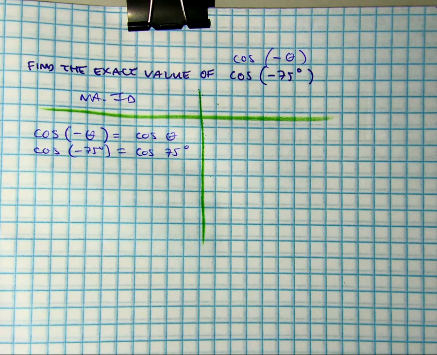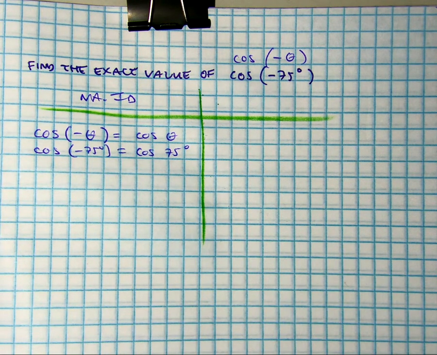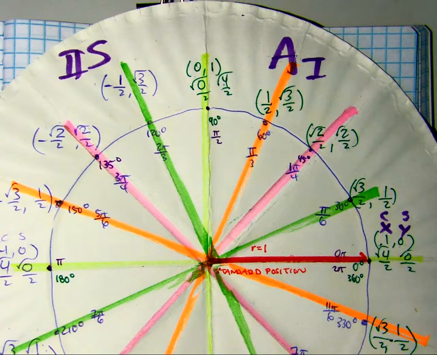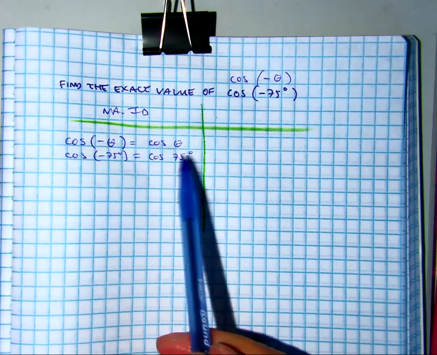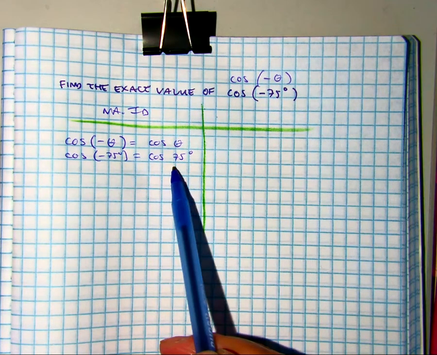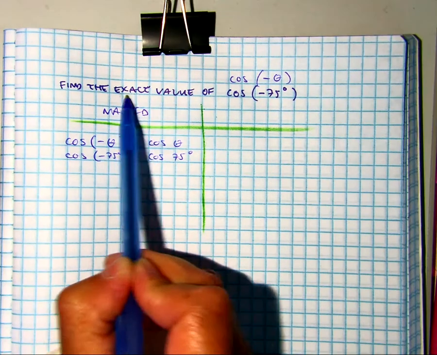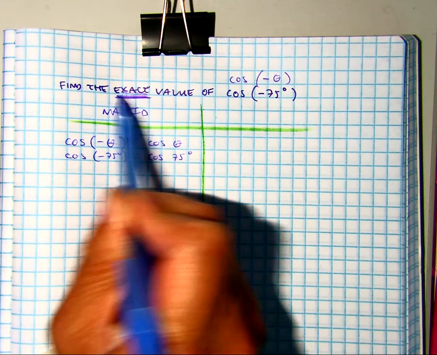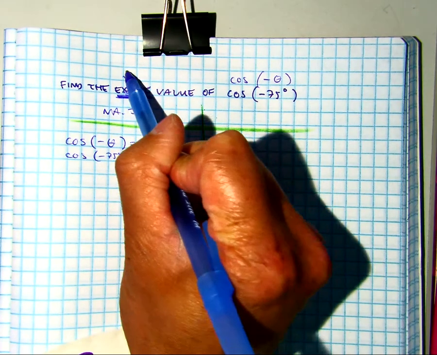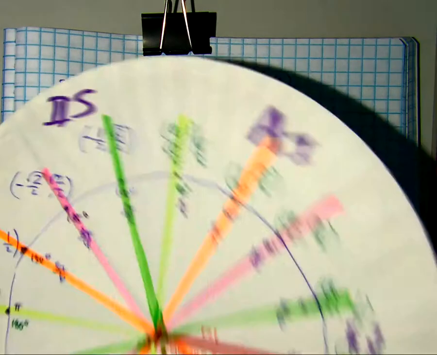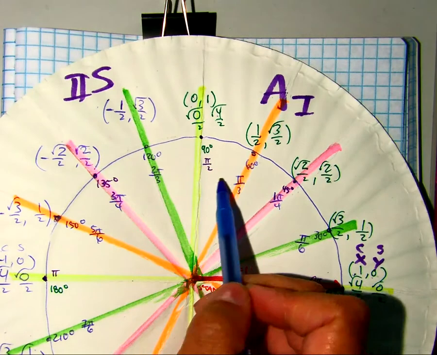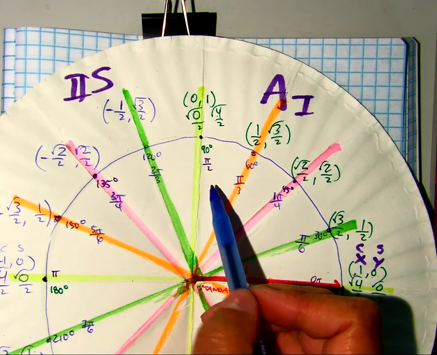What does that mean for us? Well, if I look at my unit circle, is 75 on my unit circle? No. Now I could type cosine of 75 into my calculator and get decimals, but if I'm asked to find the exact value, exact means what? Radicals or fractions. Okay?